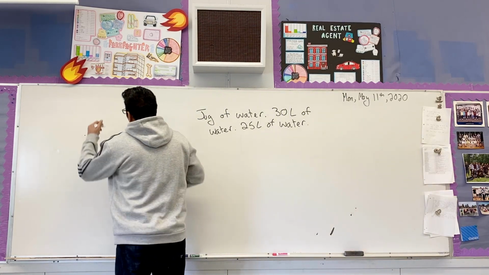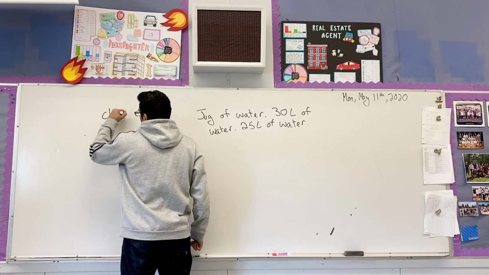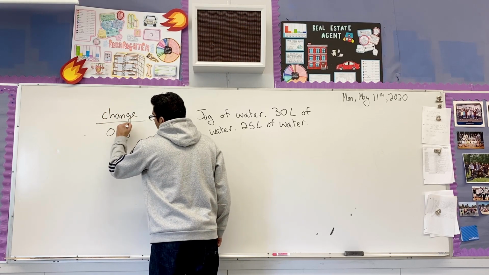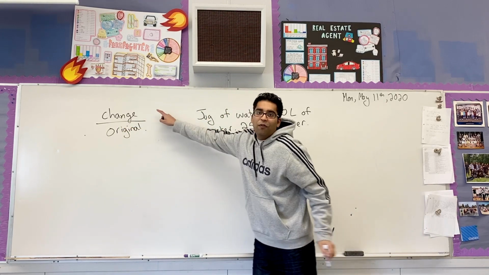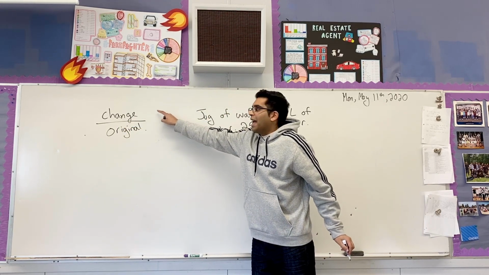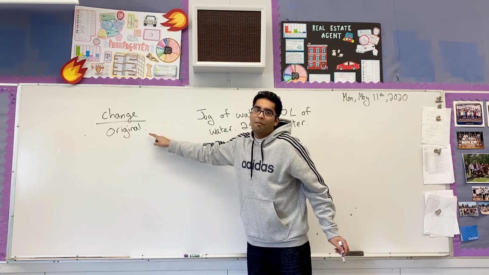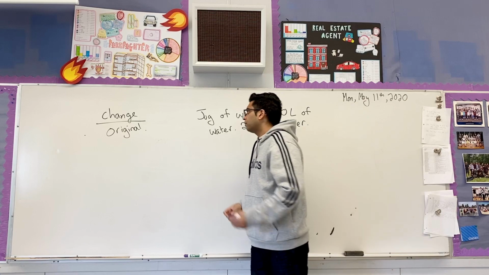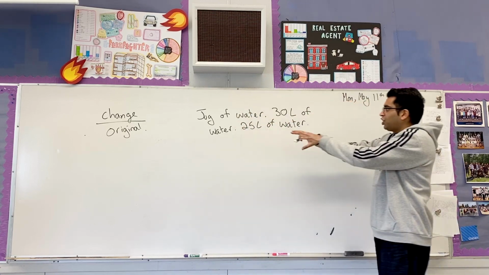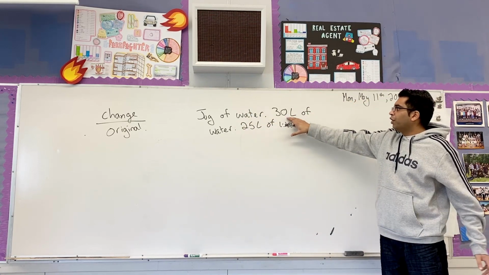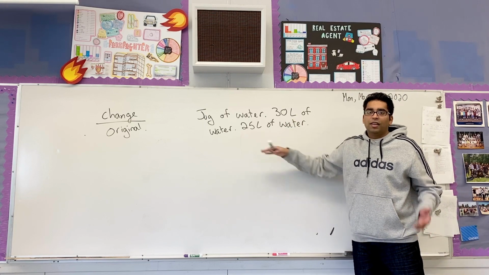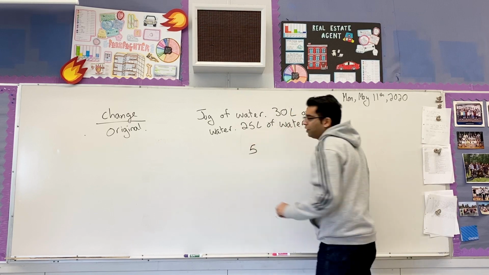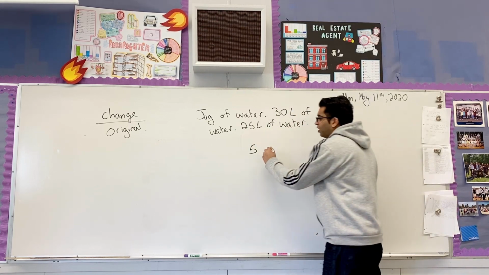The formula is called change over original. You find how much has changed and you divide it by the original amount. This will give you a decimal and you multiply that by 100. So how much has changed here? We started with 30, now we have 25 liters. There is a change of 5 liters. That's going to be your top part.